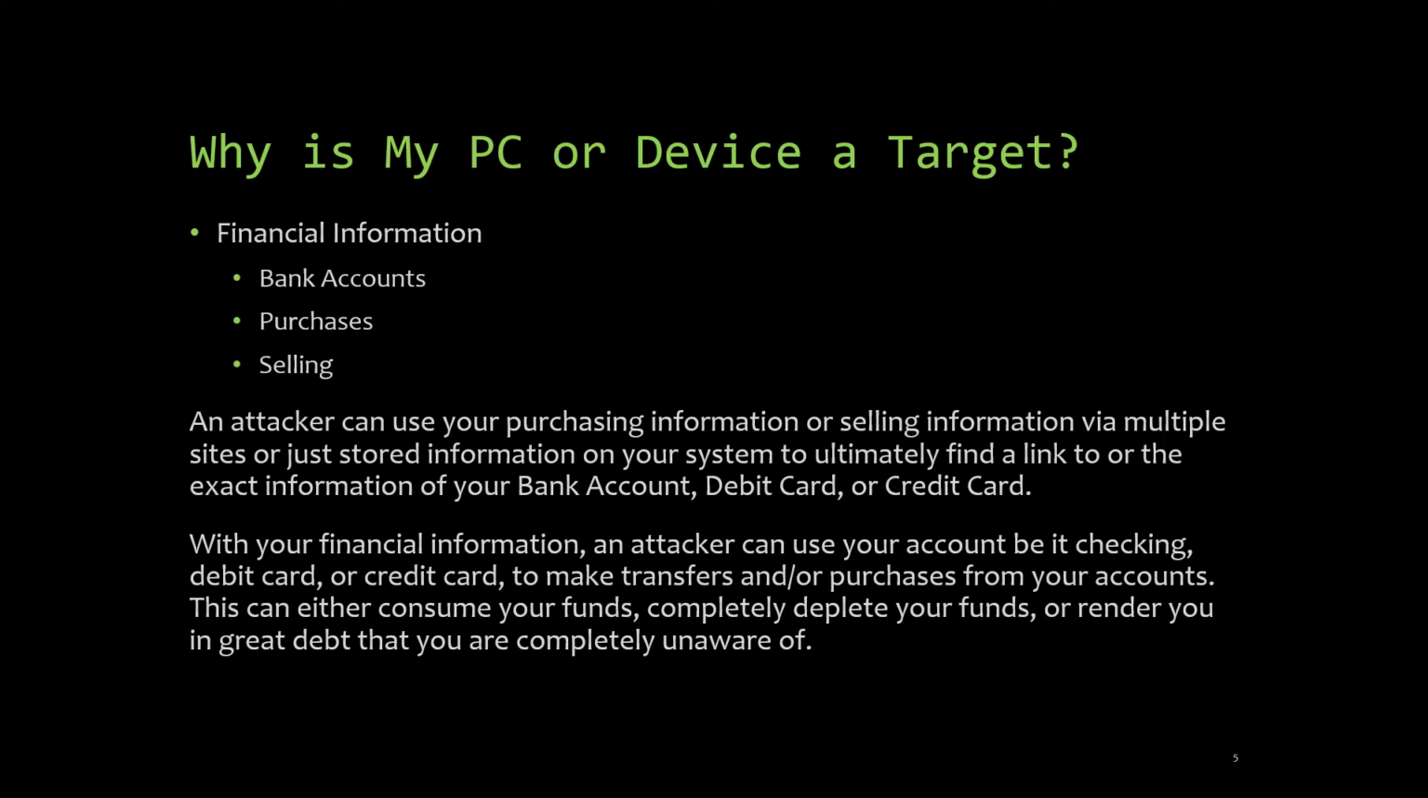So to expand on why your device or PC is a target, with your financial information, attackers can use your purchasing information or selling information via different sites like eBay. There are a lot of different selling sites. They can even get into some of the Amazon stuff if they can hack into it. And eventually your purchasing and selling accounts are going to lead to your financial account for your banking accounts, debit cards, and credit cards.